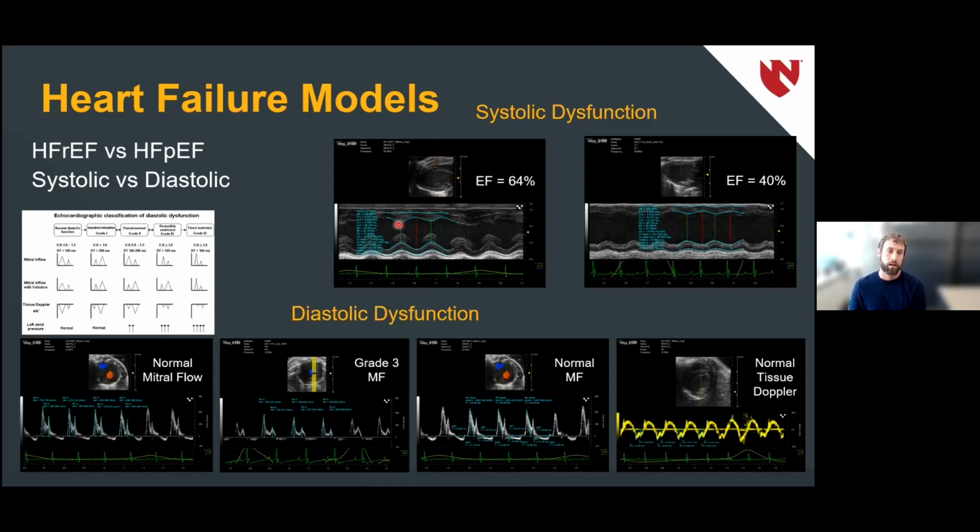axis image, where we measure the wall, get a diameter, and can calculate a volume. A typical ejection fraction in mice is mid-60s to mid-70%. And systolic dysfunction can be below 40% ejection fraction, as seen here, where the walls lose their contractility and are not contracting down as far as in the normal mouse.